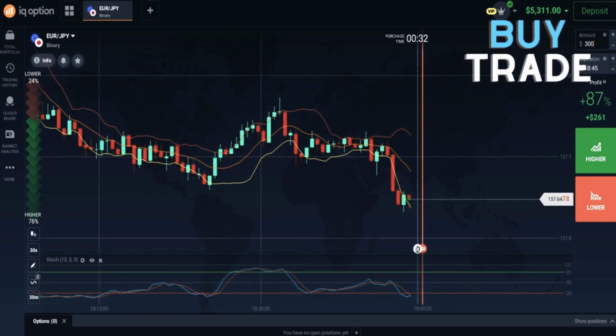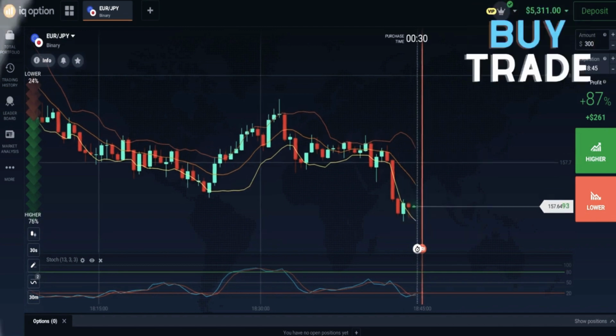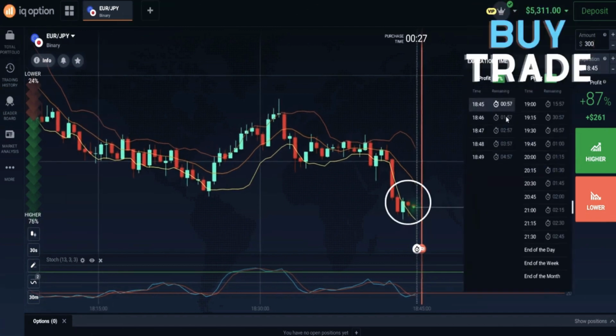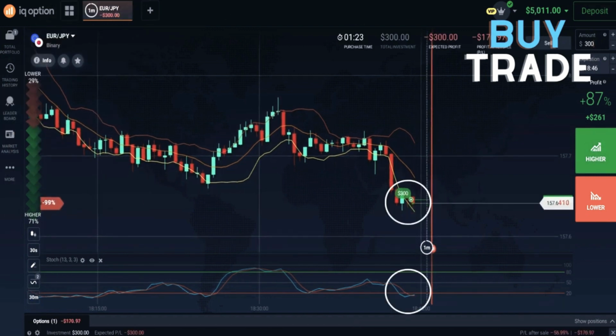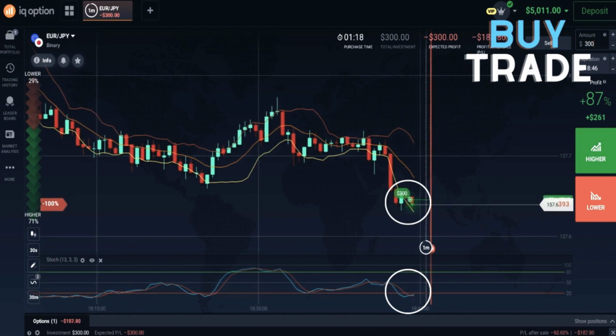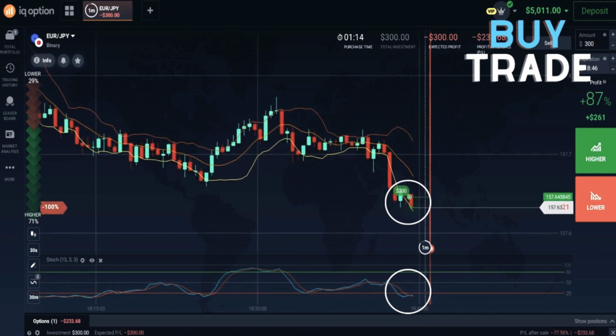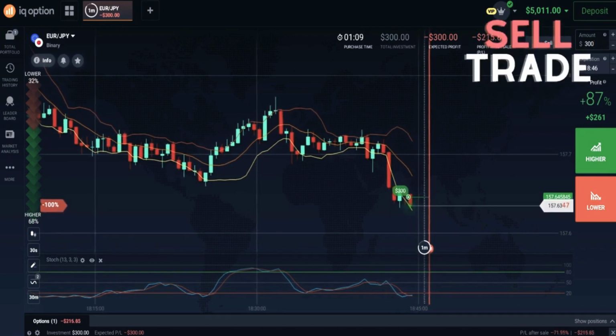Buy trade rules. To take a buy trade, two conditions must be fulfilled. 1. The candle on the chart should touch the lowest line of the Bollinger Band indicator. 2. The stochastic oscillator should touch the oversold 20 line below, and the blue line should cross the red line and move upwards. If both of these requirements are met, you should immediately enter a buy trade.